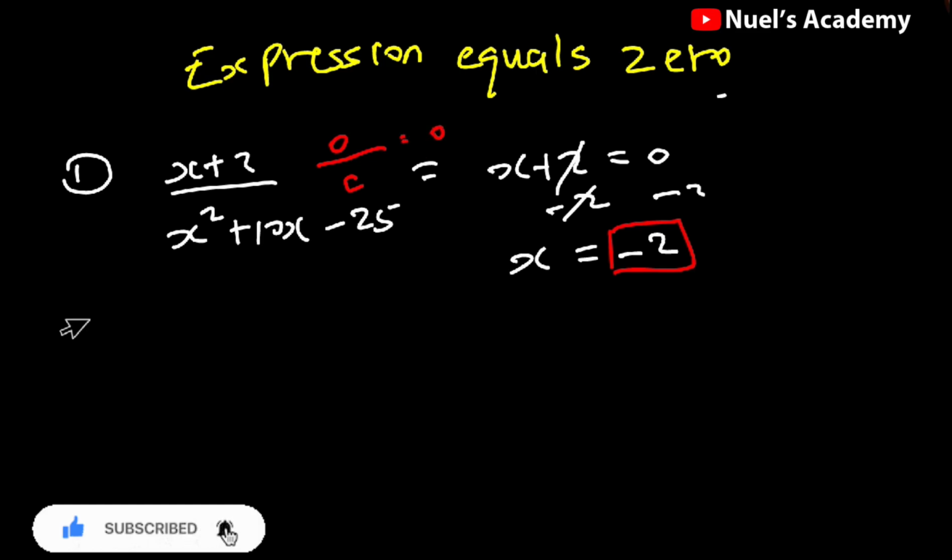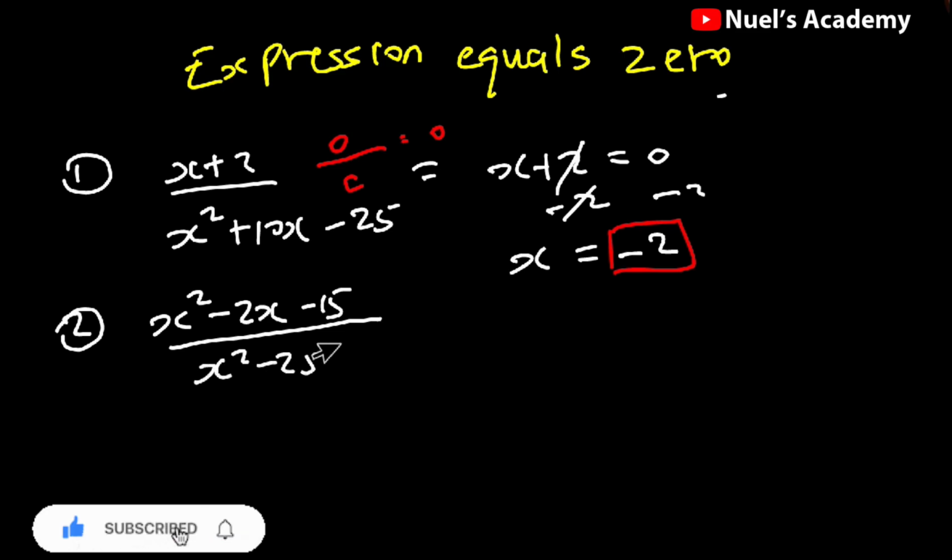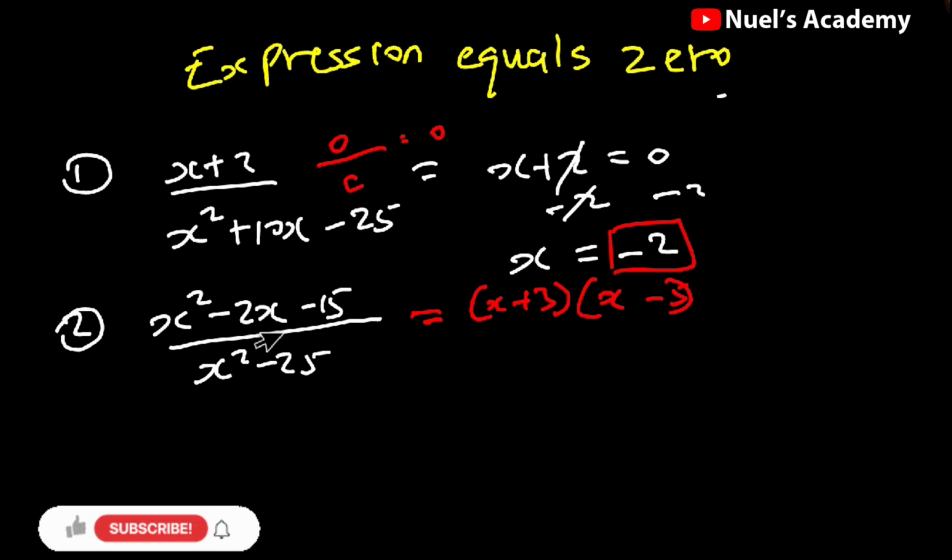So let's solve question number 2. So we have x squared minus 2x minus 15 over x squared minus 25. So we're going to first of all factorize this expression. If you factorize the numerator, we find two numbers that when we multiply them, we get negative 15. When we add them, we get negative 2. And those two numbers are 3 and negative 5. 3 times negative 5 is negative 15. 3 minus 5 is equal to negative 2.